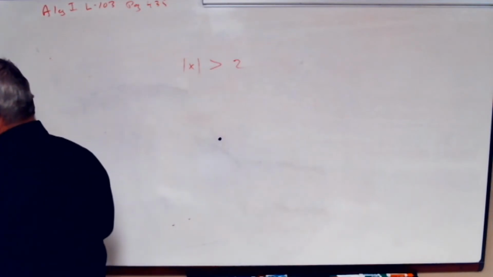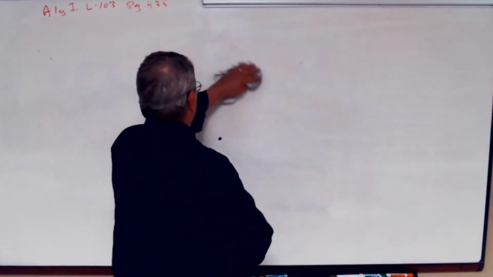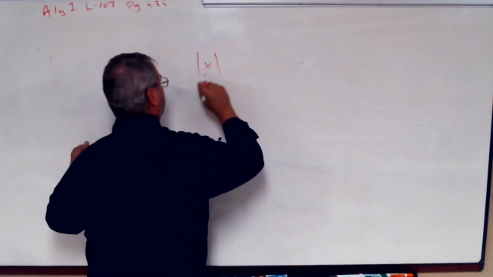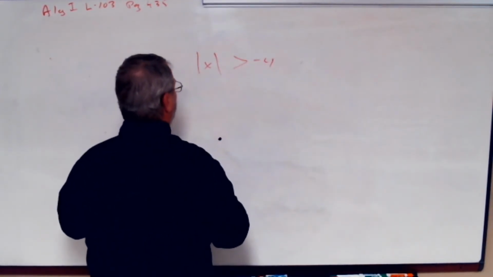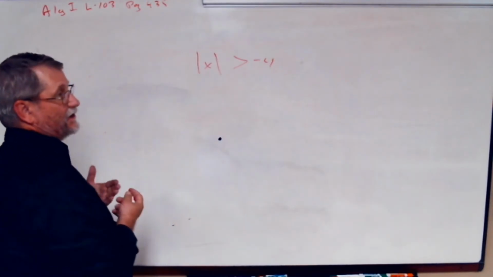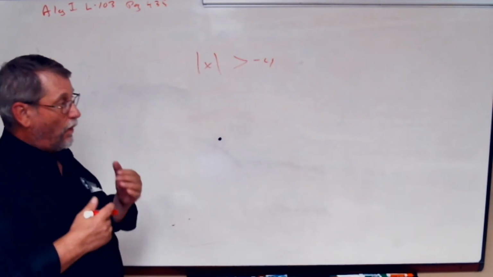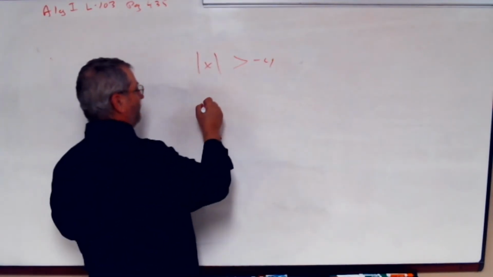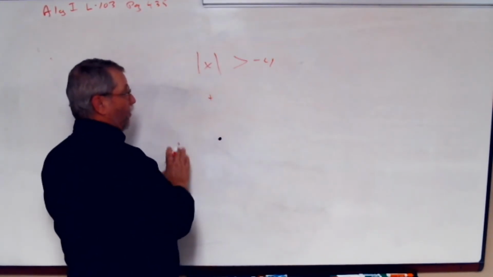I just want to come back here. If I have the absolute value of x is, how about greater than negative 4? Now I want you to think about that. Absolute value of x is greater than negative 4. What kind of number comes out of an absolute value sign? What kind of number always comes out? No matter what I put in here, what always comes out? A positive number always comes out. Do you understand? There is no number that won't work.